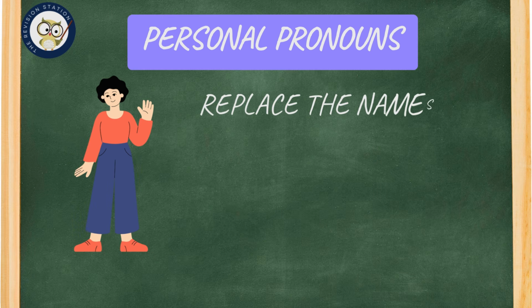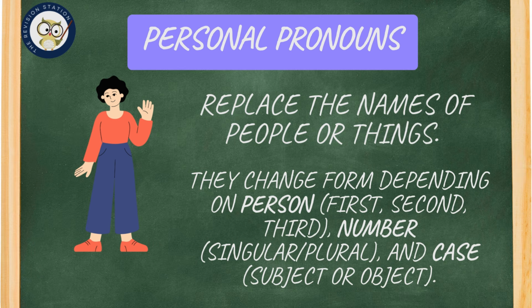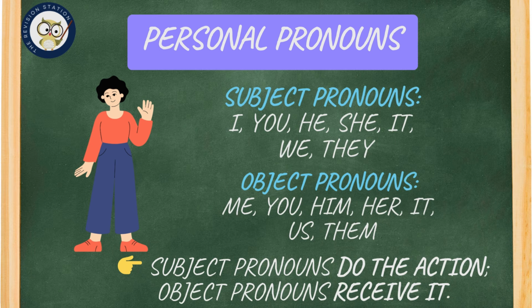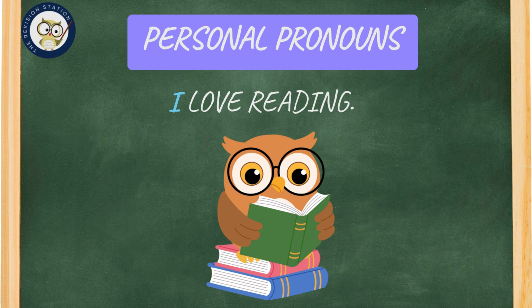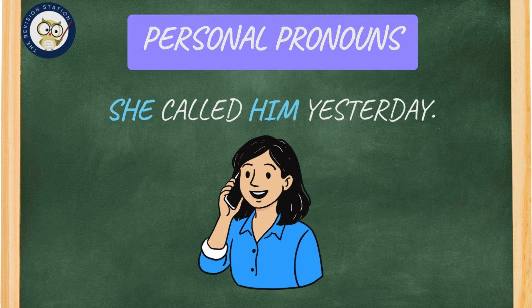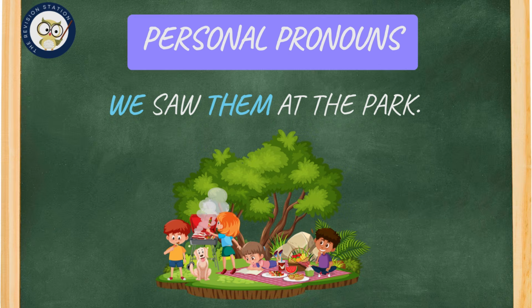Personal pronouns replace the names of people or things. They change form depending on person, number, and case, which can be divided between subject or object. I love reading. Can you help me? She called him yesterday. We saw them at the park.